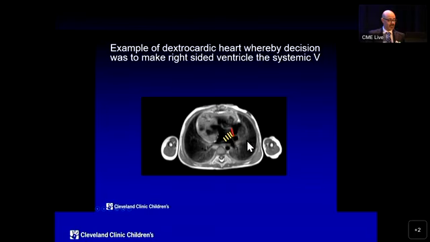Then what do you do with the coronary sinus? You unroof it partially so that the coronary sinus drains to the left-sided atrium, and the pulmonary veins now drain to the right-sided atrium.